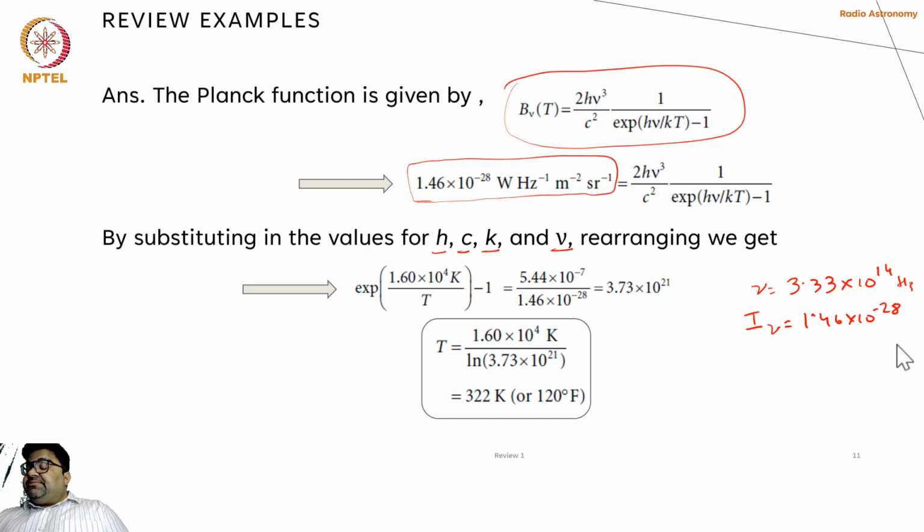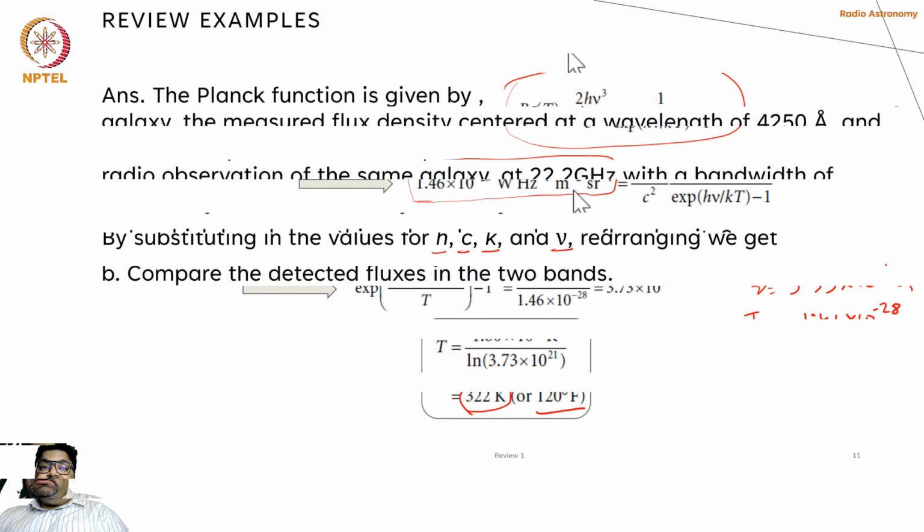This entire thing. So if you put all the other values together, you will see now we can solve for kT, or T, and finally T comes out to be 322 Kelvin, or 120 degrees Fahrenheit.